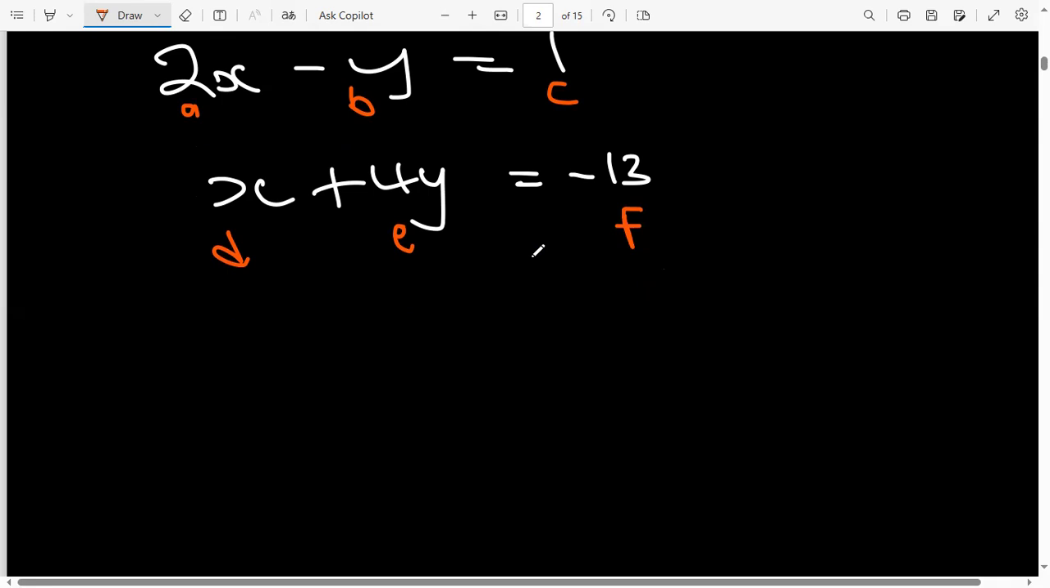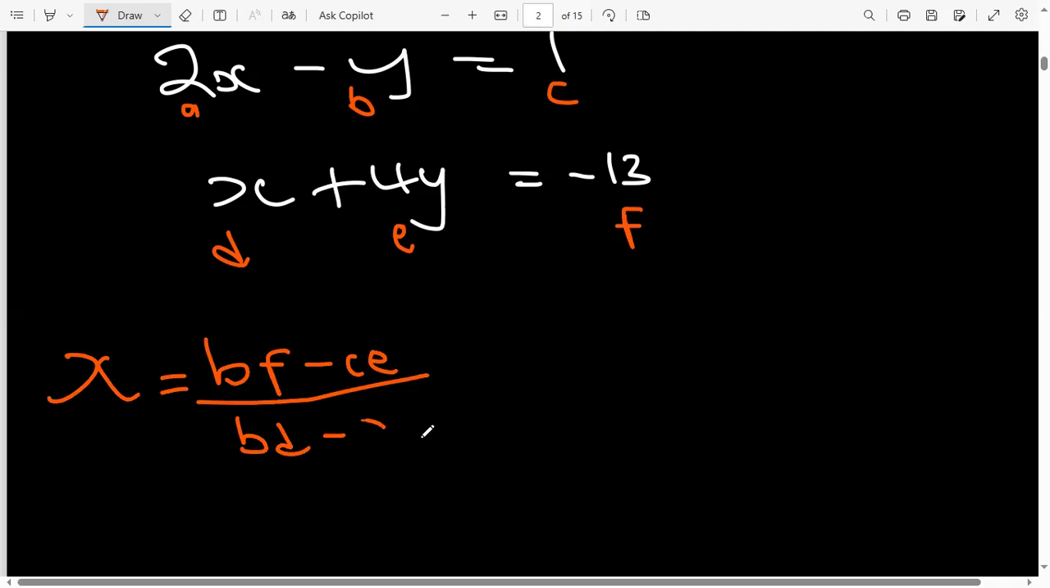According to the Finch rule, we said that X is just equal to BF minus CE, and then we're dividing this by BD minus AE. Okay, so this is what we said. So now we are going to replace these letters with numbers.